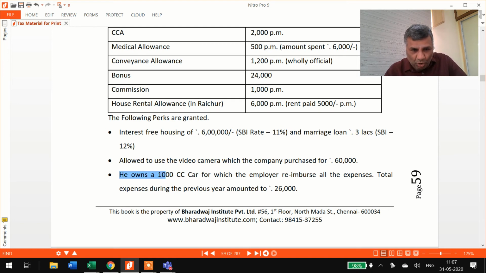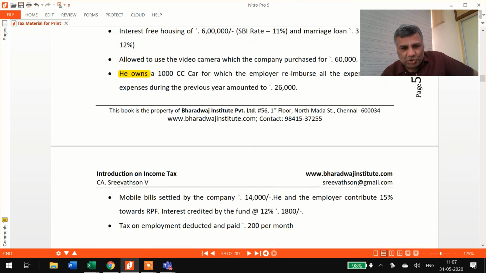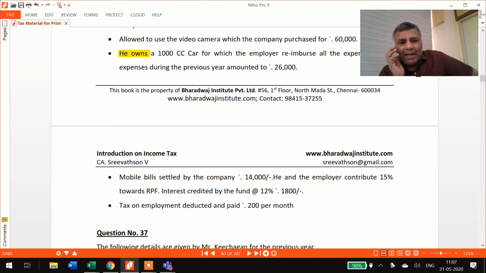He owns a car. Who owns the car? The employee. Information is given about the employee. He owns a car of 1000 cc for which the employer reimbursed the expenses. Total expenses 26,000. Mobile bill settled by the company 14,000. He as well as the employer contribute 15% towards RPF.